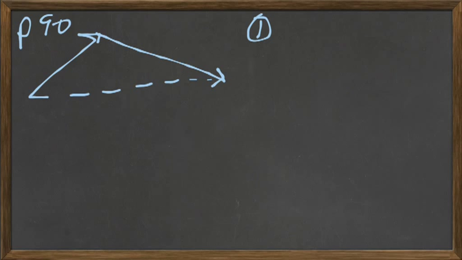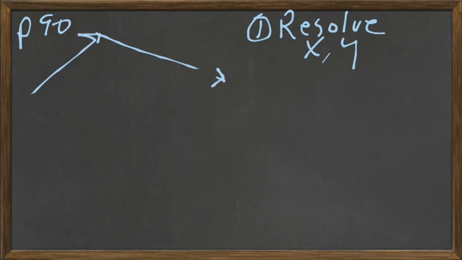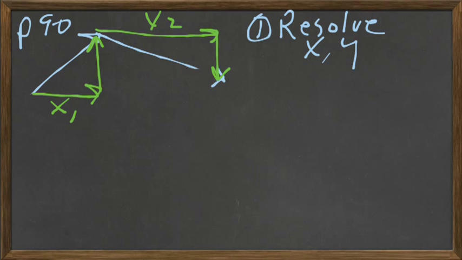To work with non-perpendicular vectors, you had a series of steps. Number one, resolve each vector into its x and y pieces. So for each vector I had in my drawing, I would take a look at its individual x and y pieces. Its x looks like that. Its y looks like that. Its x and its y. And I would find those values, x1 and x2, y1 and y2.